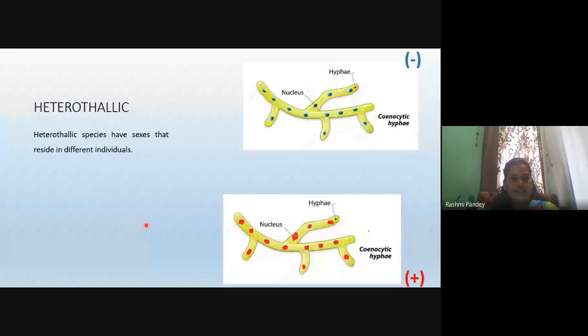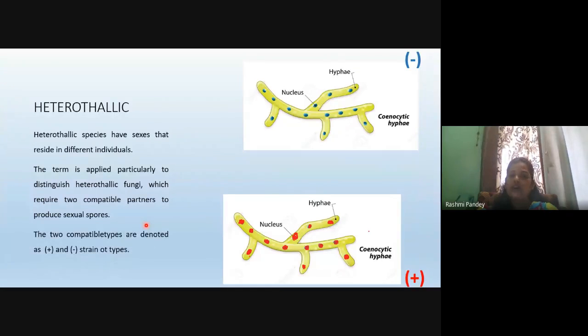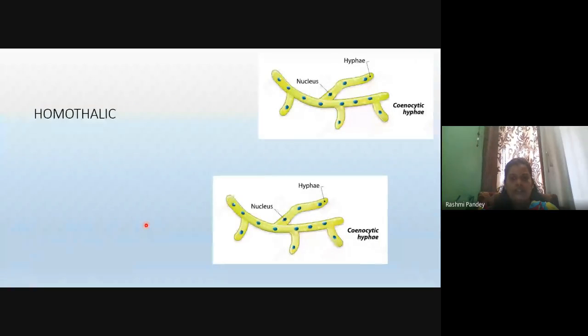So they have different sexes in different individuals, distinguishing two different compatible partners. One could be called a plus strain and one could be called the minus strain. So that becomes a heterothallic fungus, where we can have two different strains within the same fungal species. Then exactly the opposite of that would be homothallic, that which does not define two different strains.